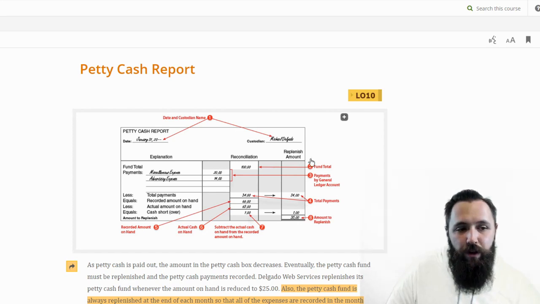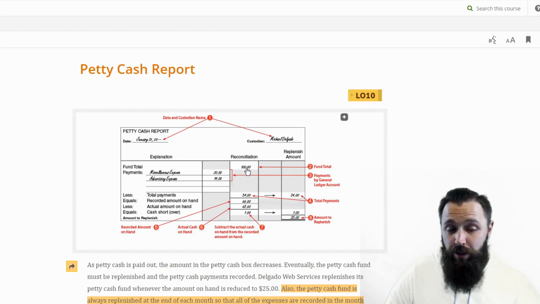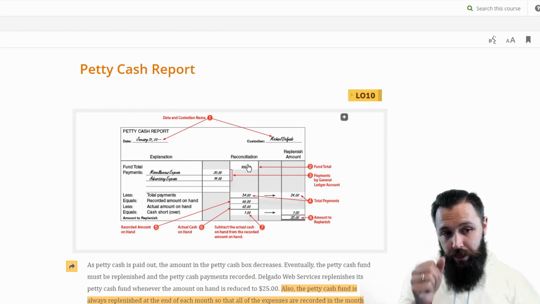And for number 2, we put in what the fund total is. Now, this is going to be different for different businesses, but this is the number that we start out with, okay? So the petty cash fund, Michael Delgado said, I want that to be $100 in there when it starts out. So here it starts out at $100. We put that in this little column here.